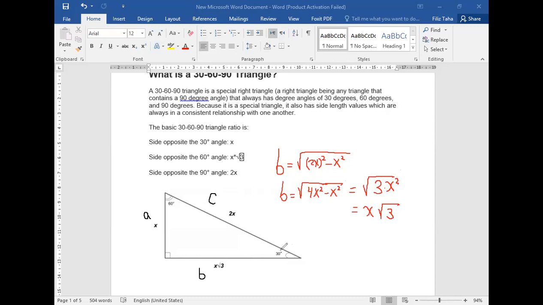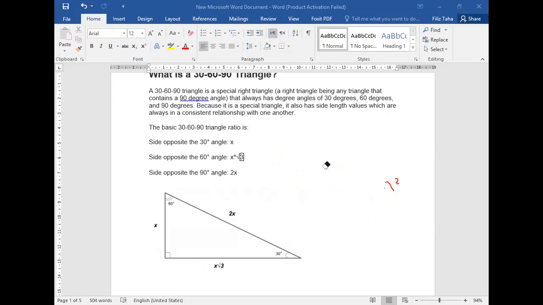So we said that the side opposite to 30, and the hypotenuse, which is the longest side in the triangle, will be twice that side. This one is x, so the hypotenuse will be 2x. If I want to find the third one, it will be x root 3. And this is a standard ratio. You will find it in any 30, 60, 90 right triangle, and we call this a special case of the right triangle.